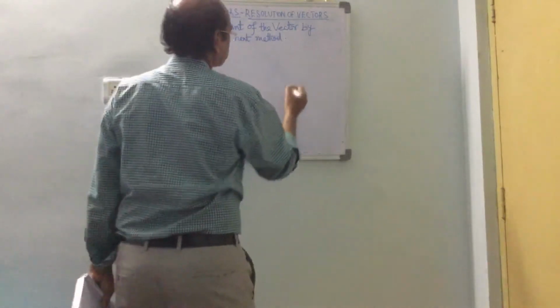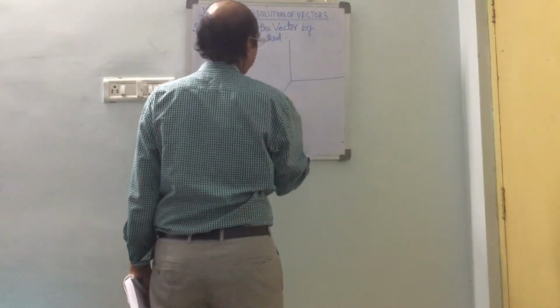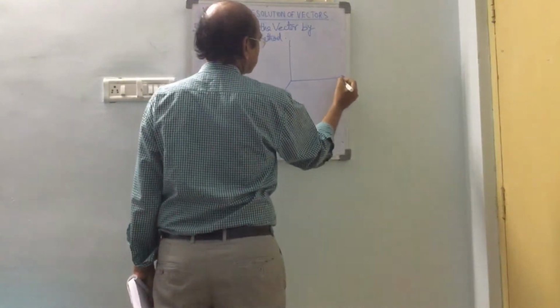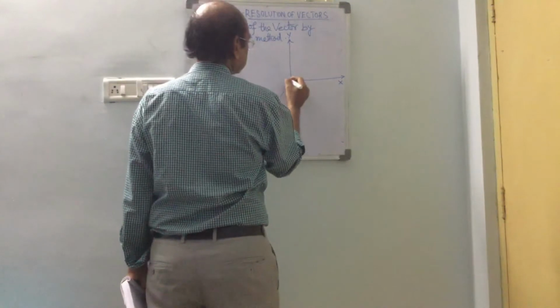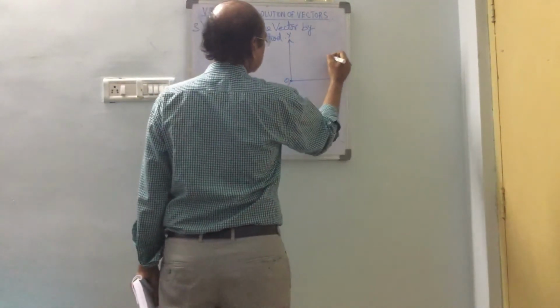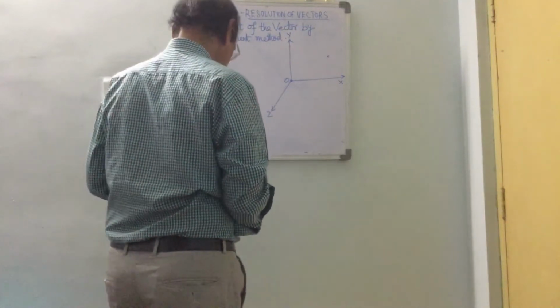When we consider a vector in a three-dimensional Cartesian coordinate system, XYZ axes, consider a vector A bar.